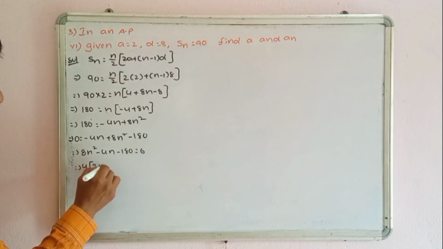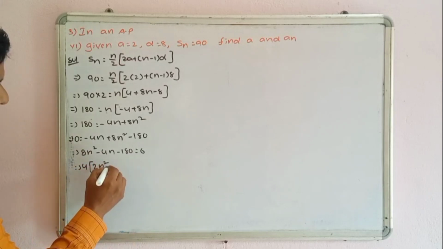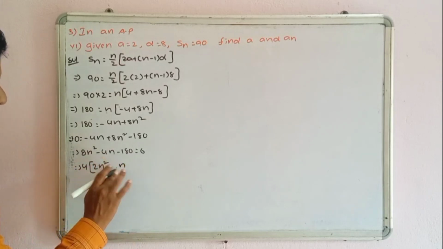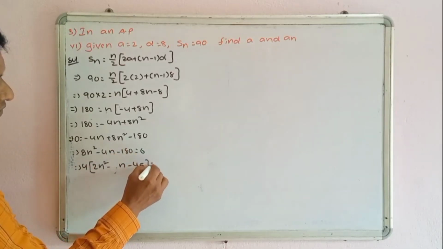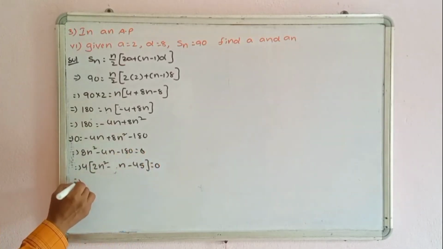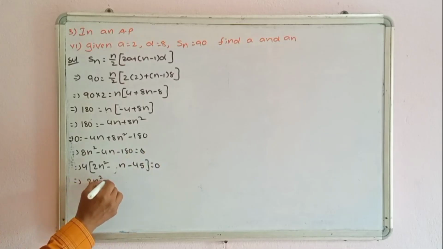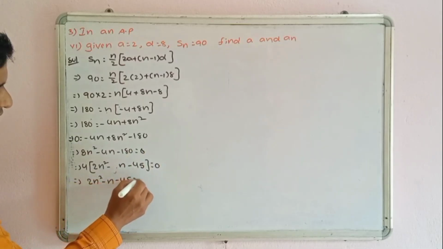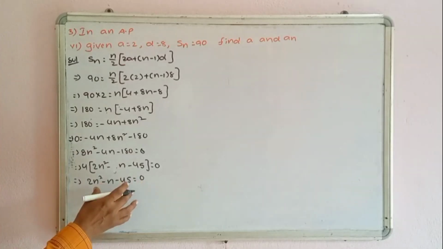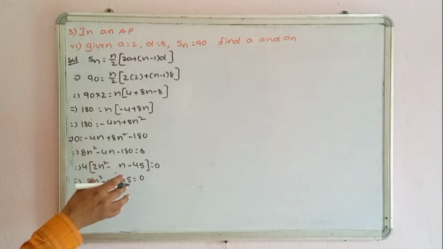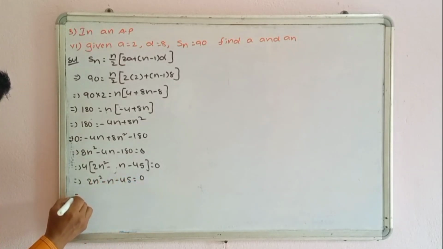4 is the counter. 2n square minus 2n minus n minus 4 into 4 is 16, 4 into 5 is equal to 0. So 2n square minus n minus 45 equals to 0. 4 transpose to right side, 0 by 4 is nothing but 0. So now split this into factors.